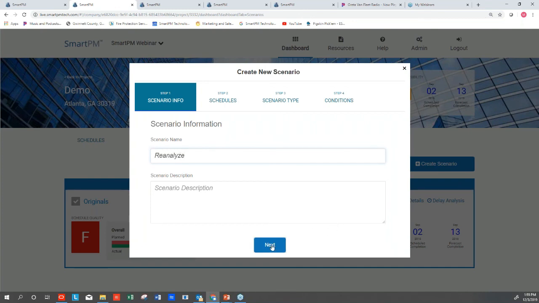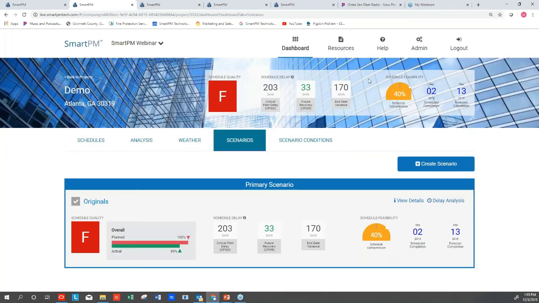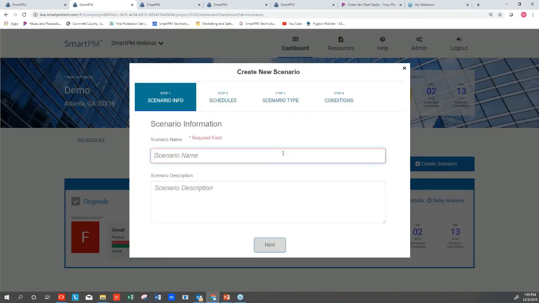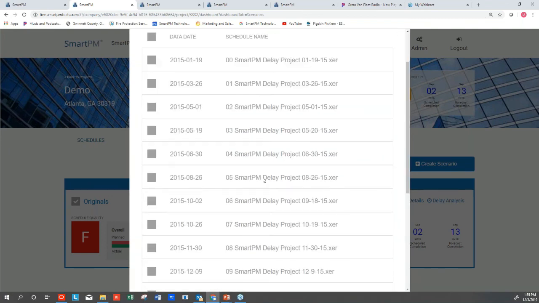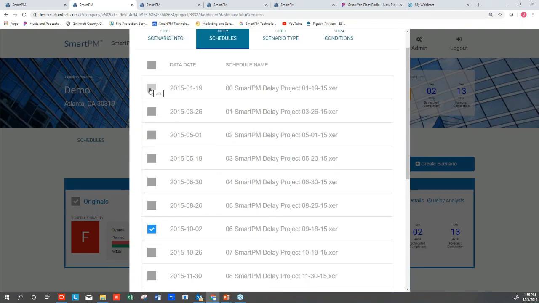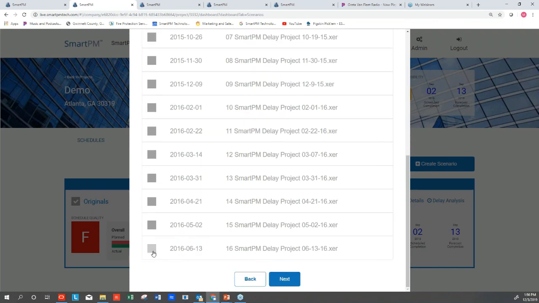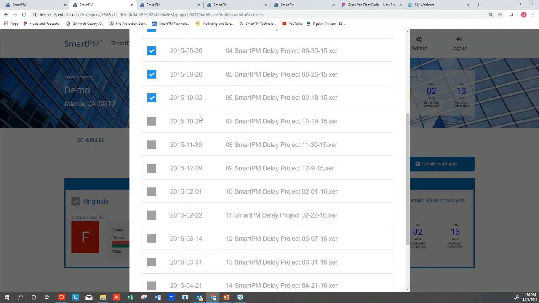By creating a scenario, I can go select all my schedules. Where are my schedules? I create an update. And there's all my schedules. All my schedules are listed here. I think that 8/26 date, that 10/2 date, we might say was becoming a little bit compressed. So we're just going to analyze those schedules leading up into that point of time where compression got too high. I'm going to skip all follow-on schedules, and I just want to take the as-built data using that 10/2 update.